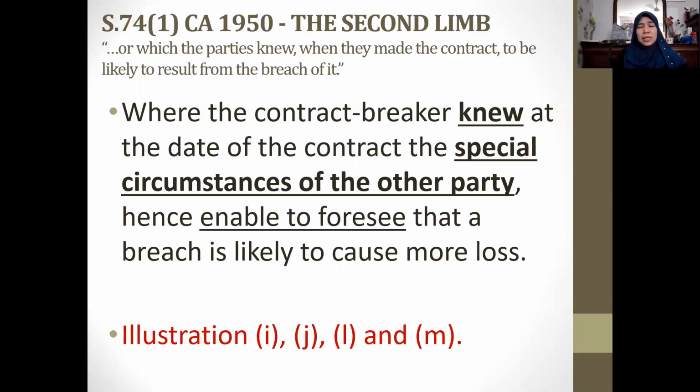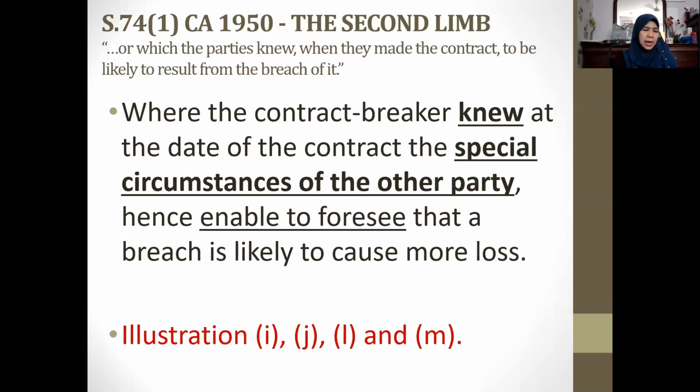For this second limb, we have illustrations I, J, L, and M. I don't have time to read them all, so I'll try to read one of the four illustrations. I'll read M.